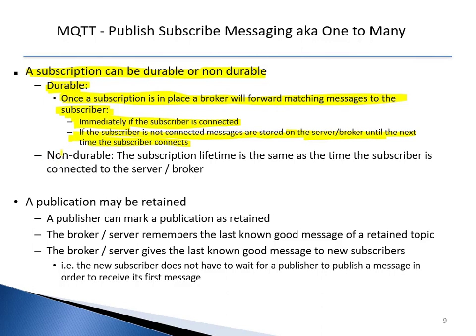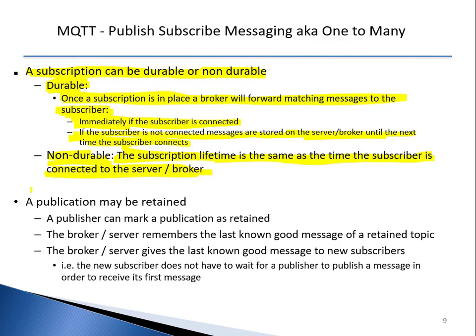In the non-durable state, the subscription lifetime is the same as the time the subscriber is connected to the server or broker. So in non-durable there is no message retention; only once the subscriber gets connected will it send the data. I will give you a simple example of WhatsApp. WhatsApp has a server. Suppose you are not connected to the internet, the WhatsApp server will still retain your message, and once you get connected, the message will be delivered to you. So that is durable. But for non-durable, only when you are connected will you get the information.